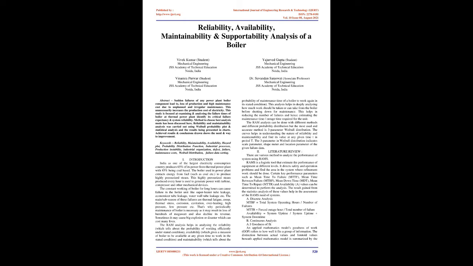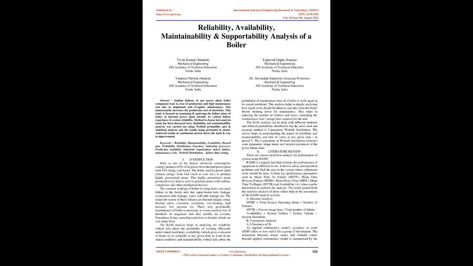India, as one of the largest electricity consuming countries, produces 65% of its power from thermal power plants, with 85% being coal-based. The boiler used in a power plant extracts energy from fuel, such as coal, to produce highly pressurized steam. This steam is used to generate power with turbines, compressors, and other mechanical devices. The constant working of a boiler for long hours can cause failures in the boiler unit, like superheater tube leakage, economizer tube leakage, water wall tube leakage, etc.